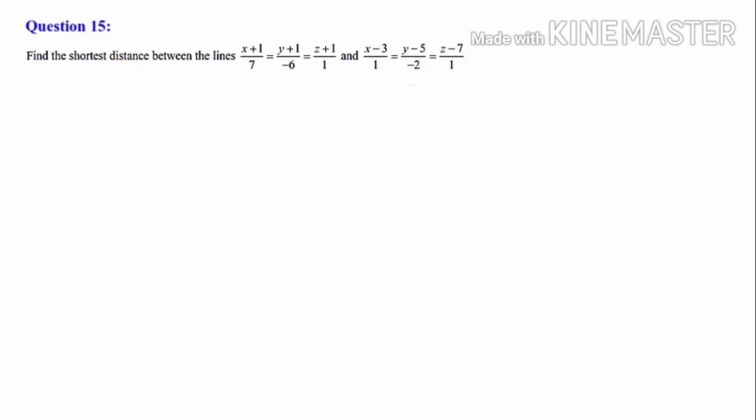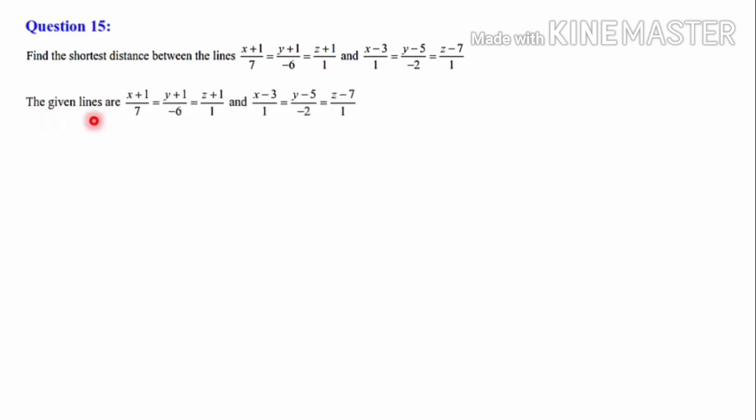Go through the equations. First you have to identify whether the given equations are in Cartesian form or vector form, because there are two formulas we have studied for shortest distance. One is in vector form, another one is in Cartesian form. So here it is quite clear the equations are in Cartesian form because it contains x, y and z terms, just like an algebraic expression or algebraic equation.